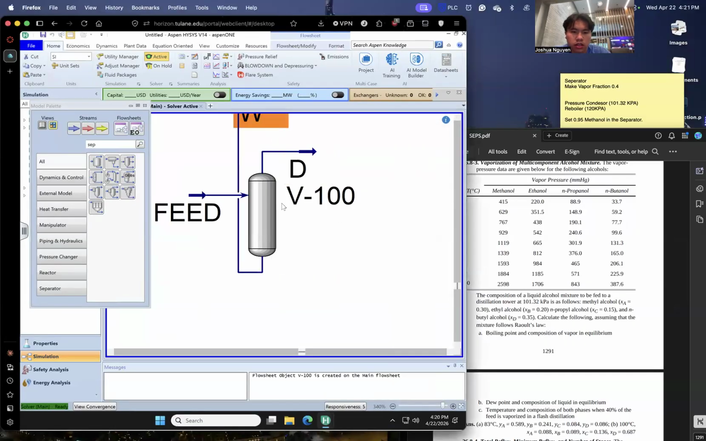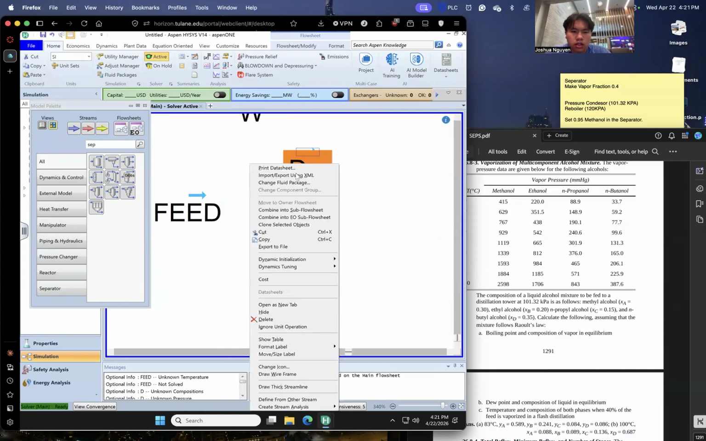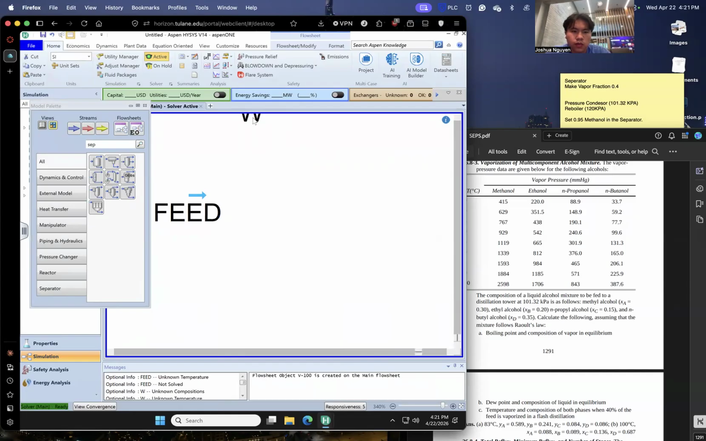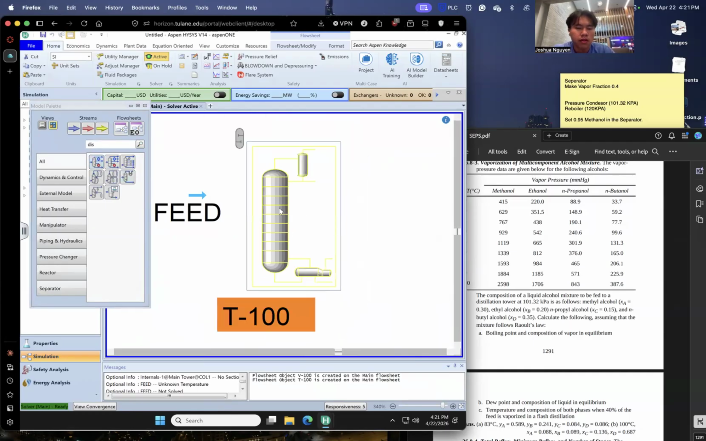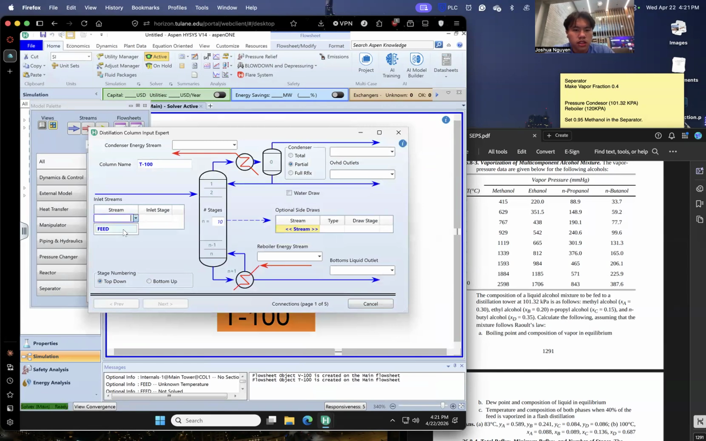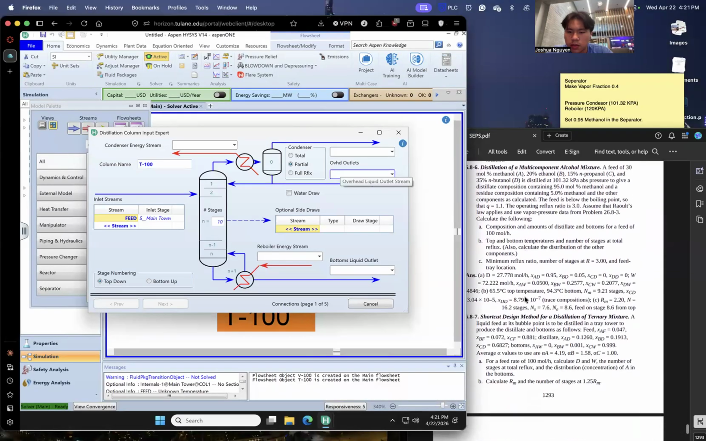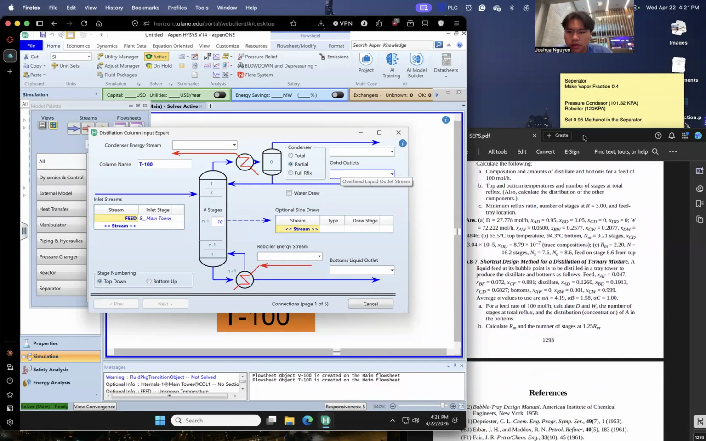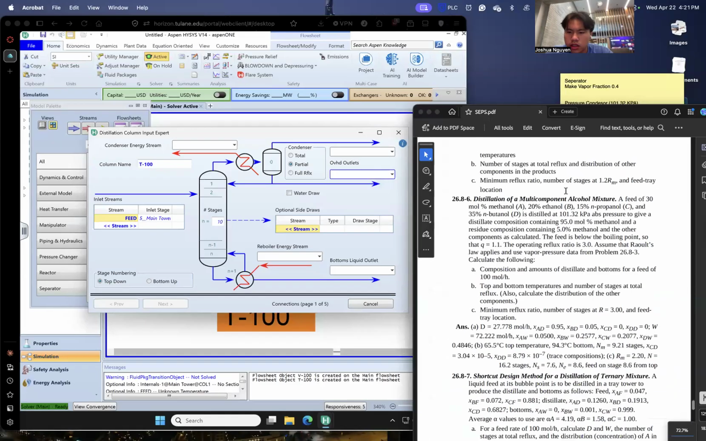So let me get rid of this. And then for the second one, we use the same feed, but I think for the actual distillation column, let's insert this thing here. Let me just go to that second problem real quick.